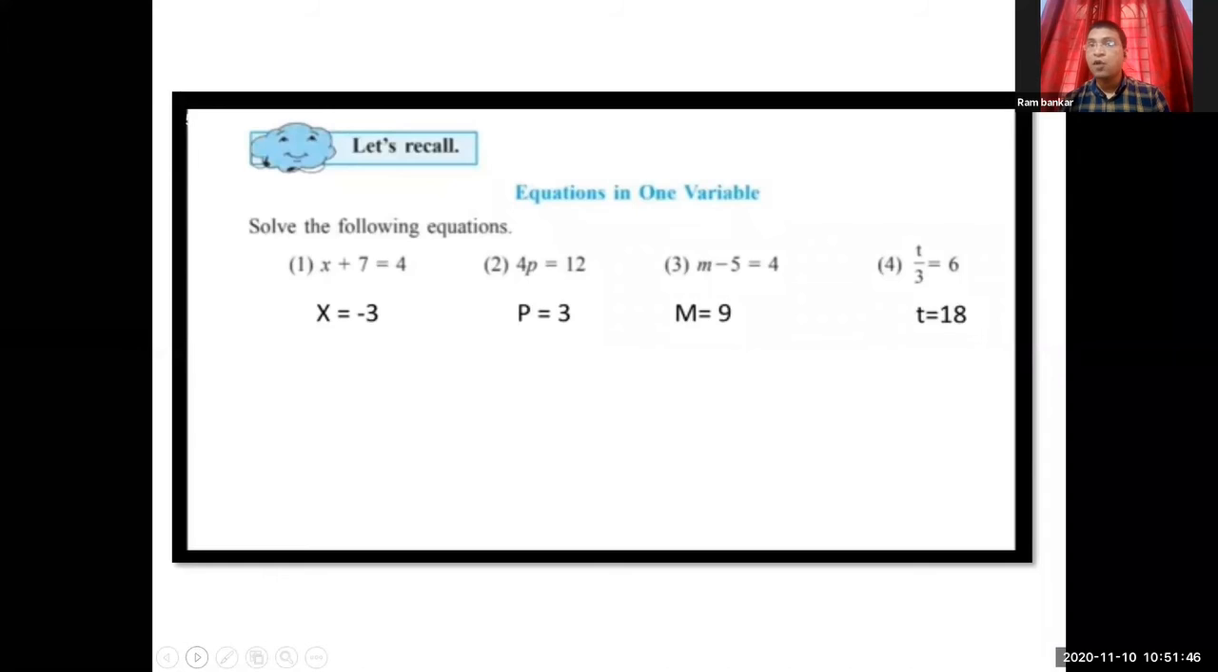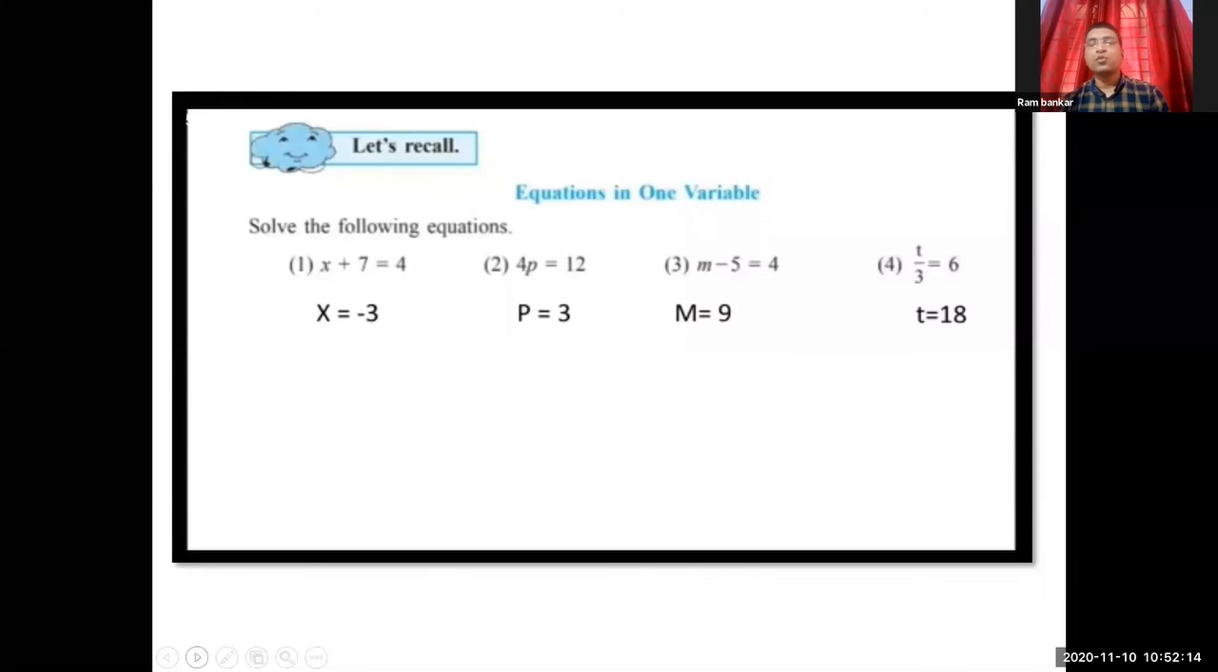Dear students, now keep in mind there are 2 sides of the equation. On the left hand side of the equal to sign there is something, and on the right hand side there is something. What was written on the right hand side of the first equation? That is 4. Only one coefficient or only one number is given. What was written on the left hand side? x plus 7 is written.